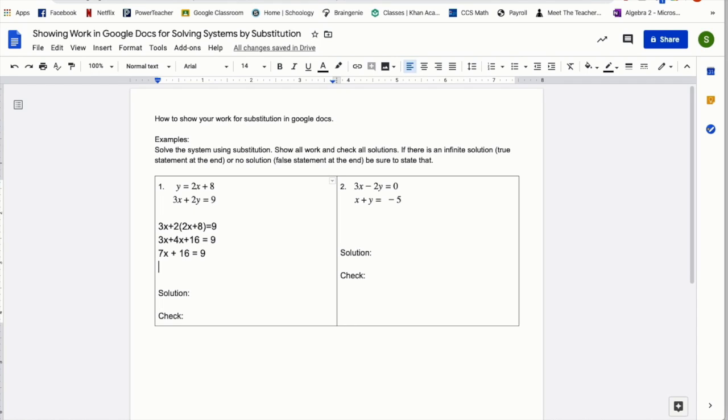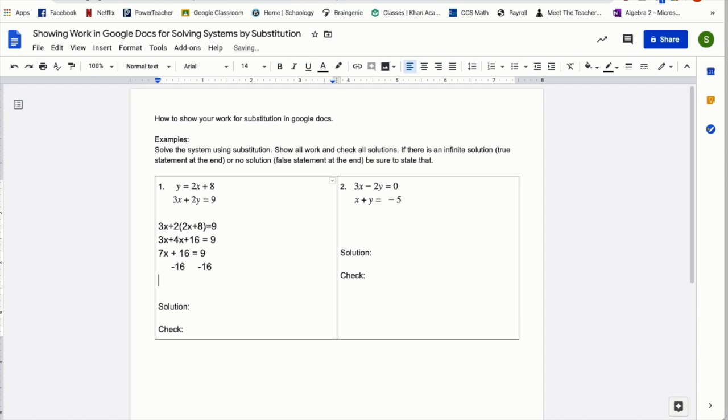If you did want to show that step, I'm going to hit the space bar a couple of times to line my work up. And then to show minus 16, I'm just going to hit dash 16. I want to do the same thing under the 9, so I hit the space bar, dash 16, and hit enter. Now normally we draw a horizontal line here. Instead, I'm just going to hit the dash sign a bunch of times to make that my horizontal line. So now I can write what I end up with, which is 7x equals negative 7.